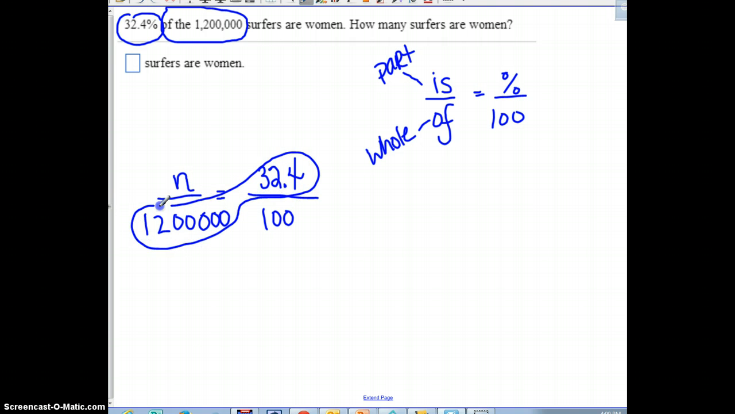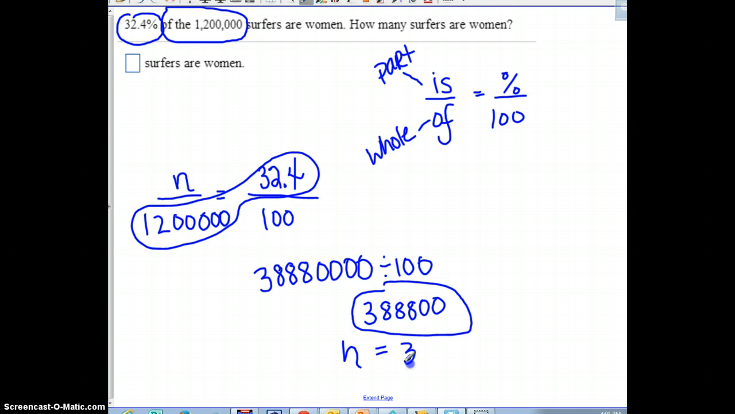So I'm going to start out doing my cross multiplying of those 2. If I multiply those 2 together, I'm going to have 32.4 times 1,200,000. So I end up with 3,888,000. And now I'm going to divide it by the number I didn't use, which is my 100. So it ends up being 3888, which means my n or x or whatever I make it has to be equal to 388,800.